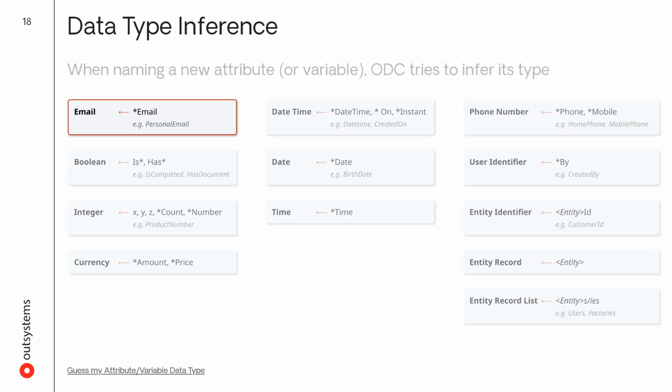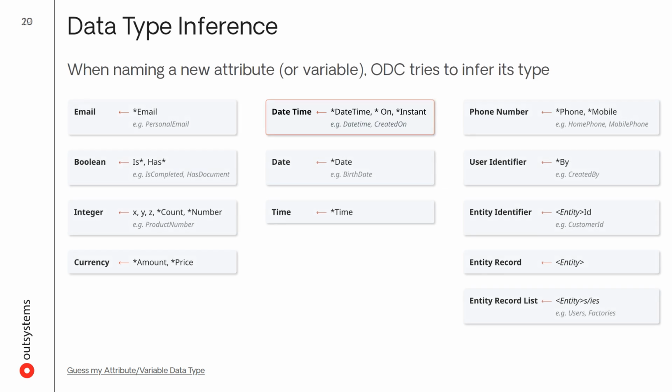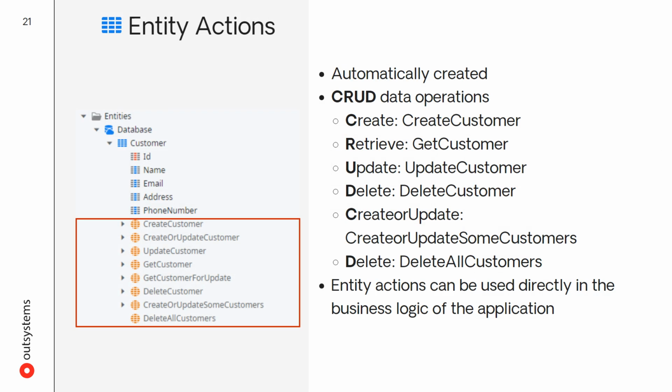For instance, if we go ahead and set the name of a new attribute to personal email, the data type would automatically be set to email. Another example is if we set the name to created on, in which case the data type inferred will be date time. These are a few examples, and as you move along you'll get more used to leveraging these accelerators to boost your development. Entities also come with a few handy entity actions.